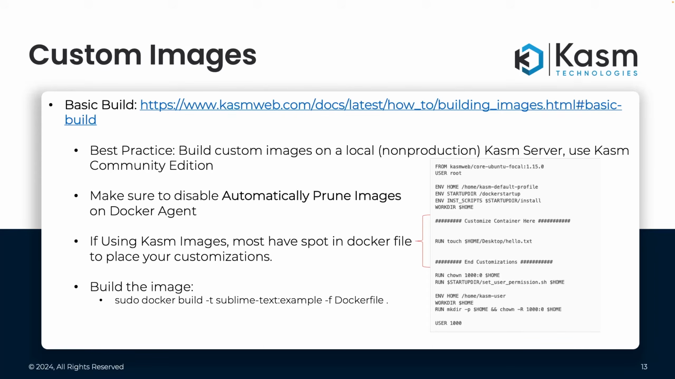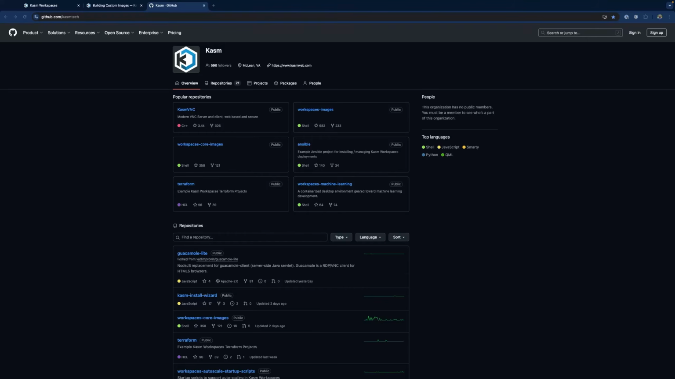If using Kasm images, most Docker files we provide will have a spot where you can place your customizations. When your customizations are added, you will then build your new image. An example command used to do that is provided here at the bottom of the slide. Now, let's get started in building a custom image.